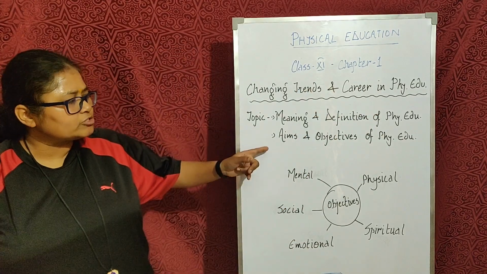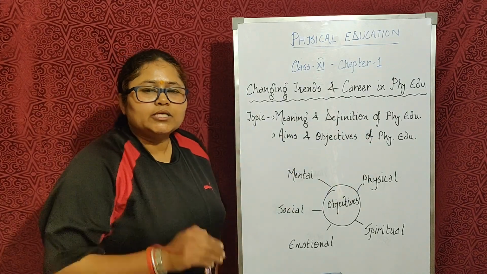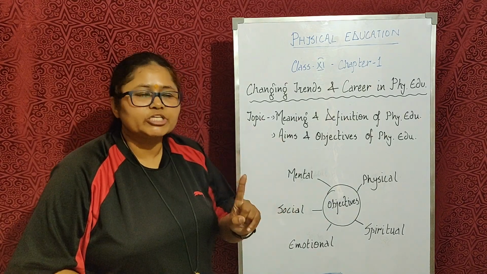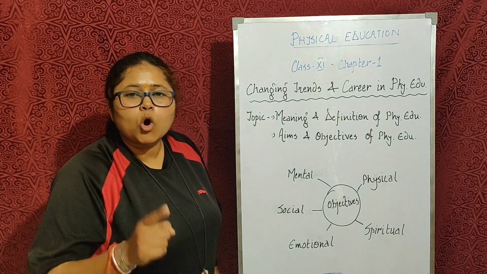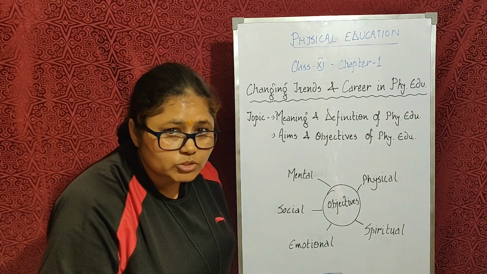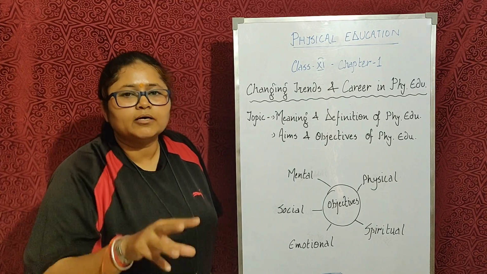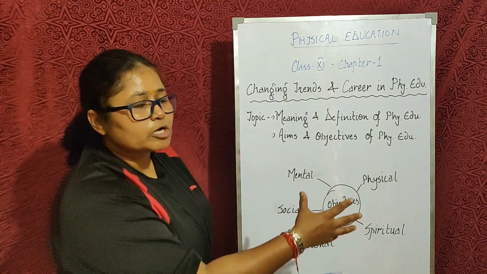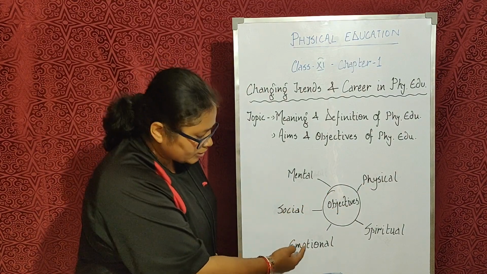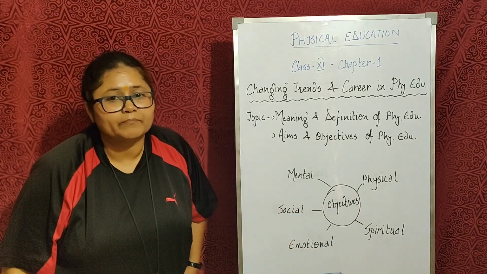We proceed to the second topic, aims and objectives of physical education. The aim of physical education is only one, which is overall development of an individual. We may say the wholesome development of an individual as well. And to attain that wholesome development, we need to achieve a few objectives which are mentioned over here: mental development, social development, emotional development, spiritual development, as well as physical development.